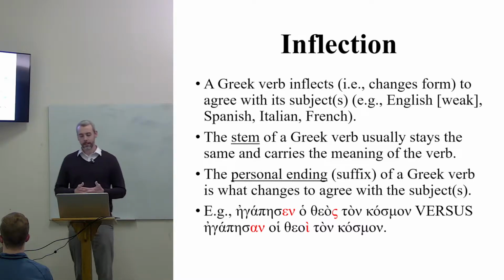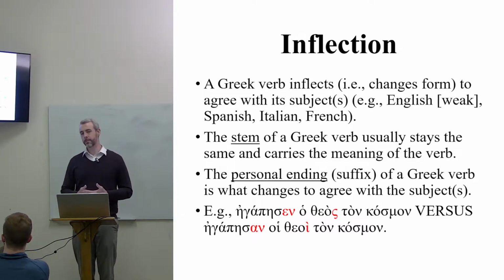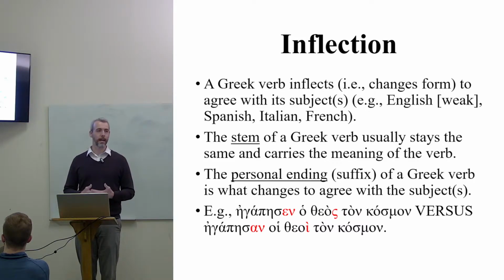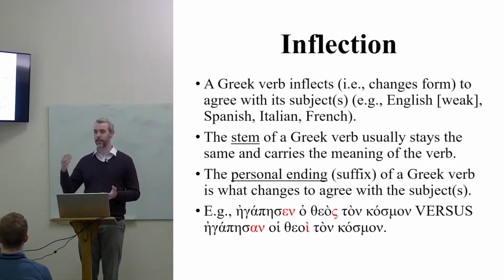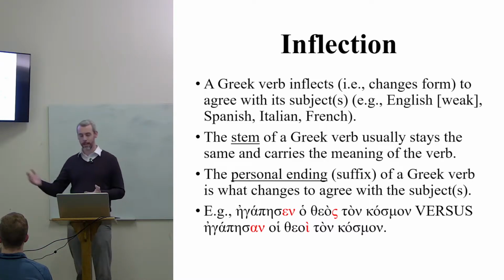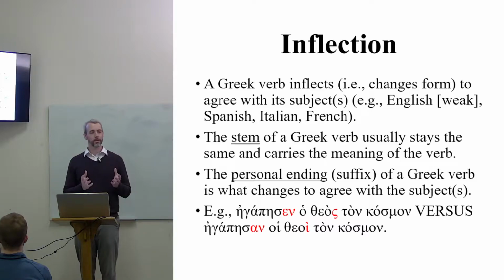As we think about these changes, what happens in Greek verbs is that you add a personal ending. The reason it's called a personal ending is because it is agreeing with the person: I, you, he, she, it, we, you, they. You add this personal ending, which will tell you what the subject of that verb is.